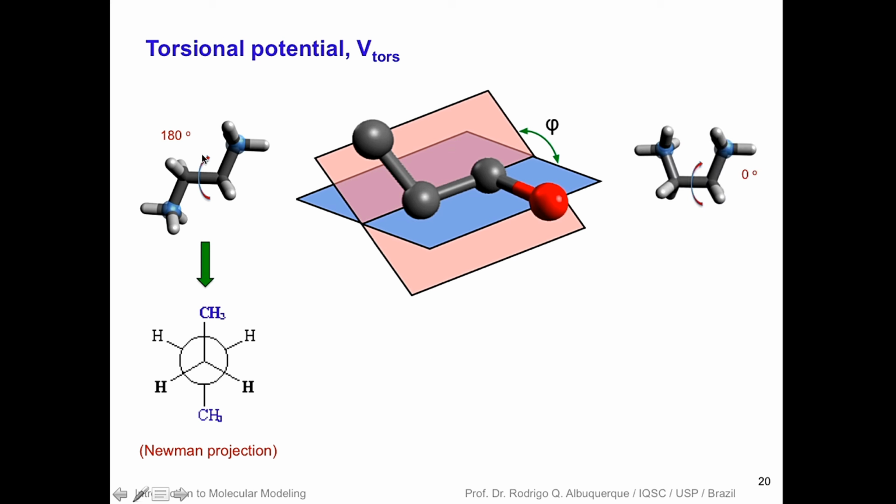If you now turn around this bond, you may have this conformation here, where the methyl groups are facing each other. The torsional angle in this case is 0, and the visualization of the Newman projection would give this here. Of course, the two carbons will be exactly one over the other, but in this case we just separated them a bit to clarify the visualization.